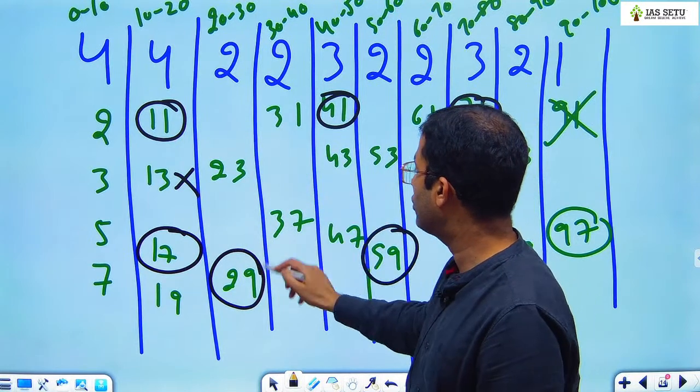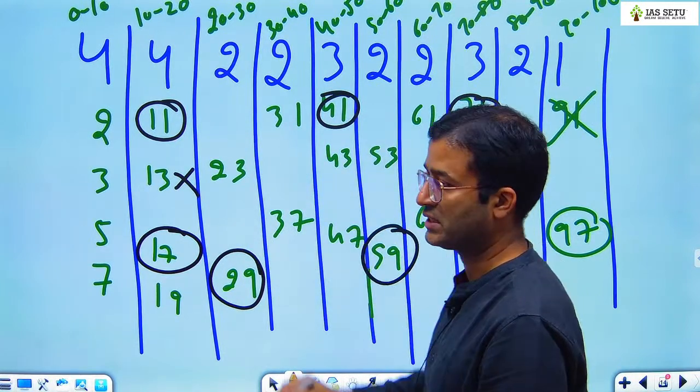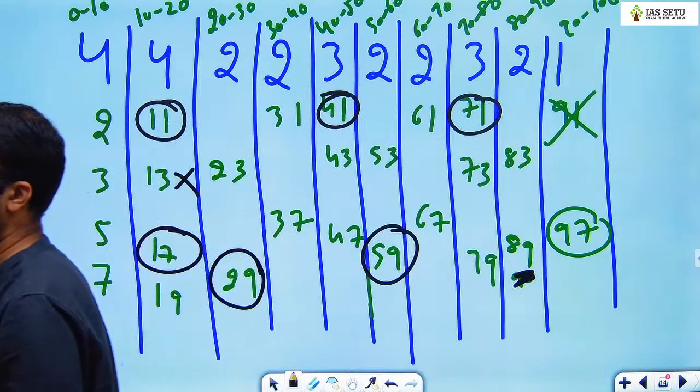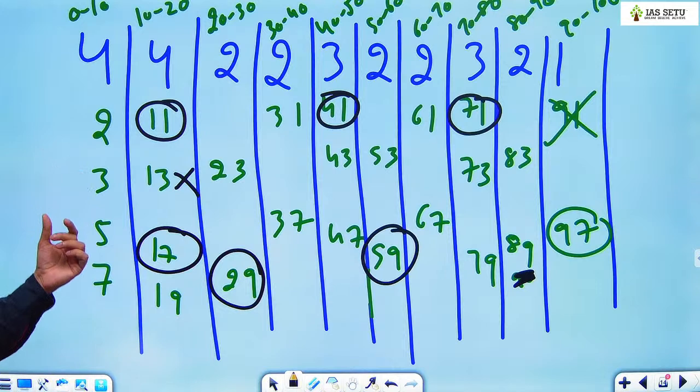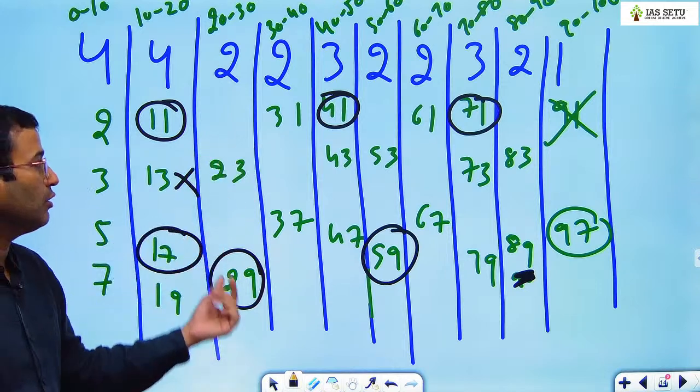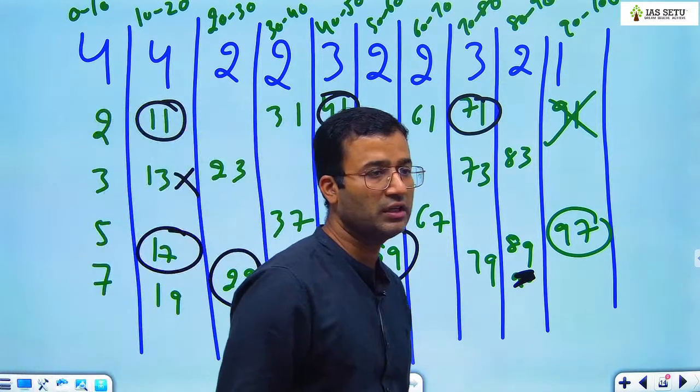We have 1, 2, 3, 4, 5, 6. So for this particular question our answer is 6. And what are these numbers? 11, 17, 29, 41, 59, 71.